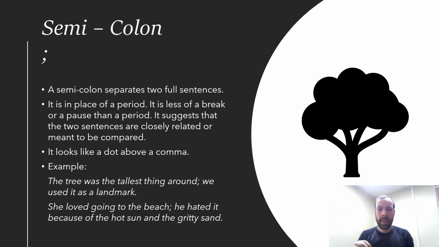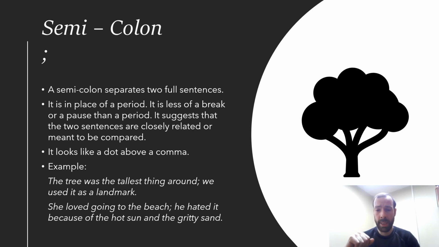So a semicolon is this dot above a comma, and it shows you that we've got two sentences here, but I haven't used a period in between because I want to show you something. I want to make a comparison or show you just how closely connected these two things are. So here's some examples. The tree was the tallest thing around; we used it as a landmark.